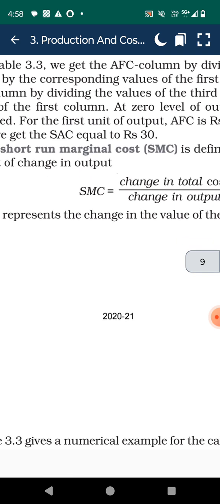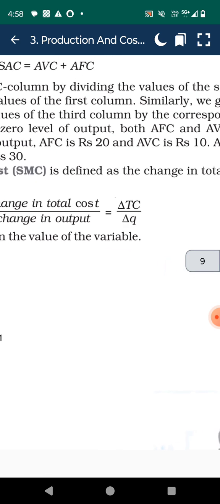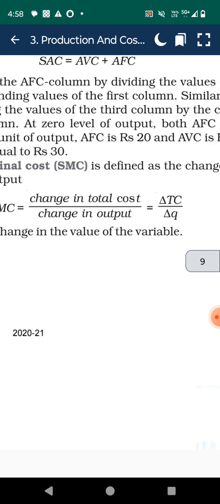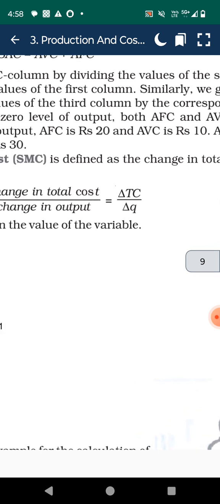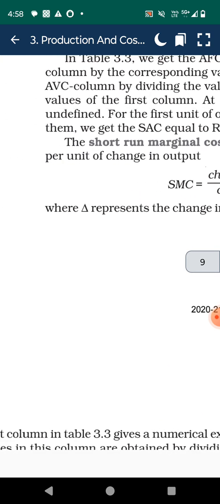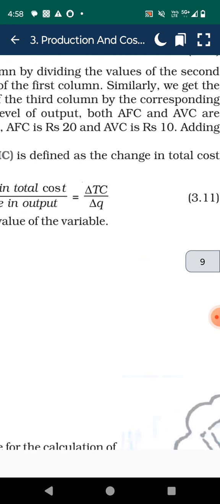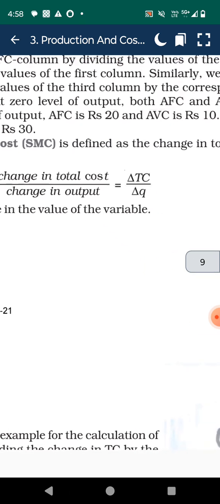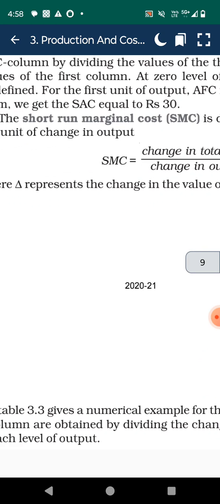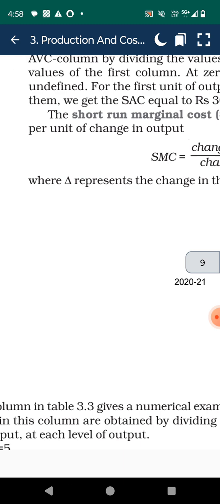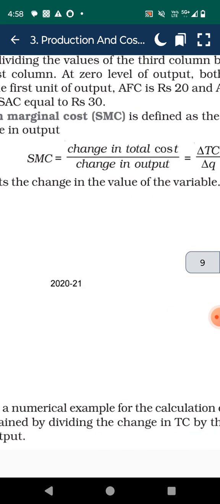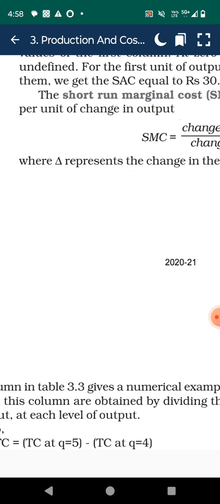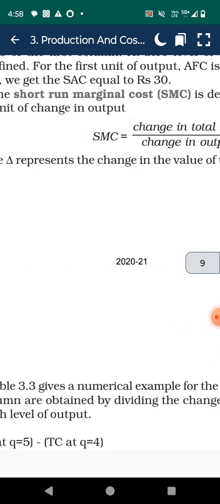In Table 3.3, we get the AFC column by dividing the value of the second column by the corresponding value of the first column. Similarly, we get the AVC column by dividing the value of the third column by the corresponding value of the first column. At zero level of output, the AFC and the AVC are undefined. For the first unit of output, the AFC is 20 and AVC is 10. Adding this, we get short-run average cost equal to 30.